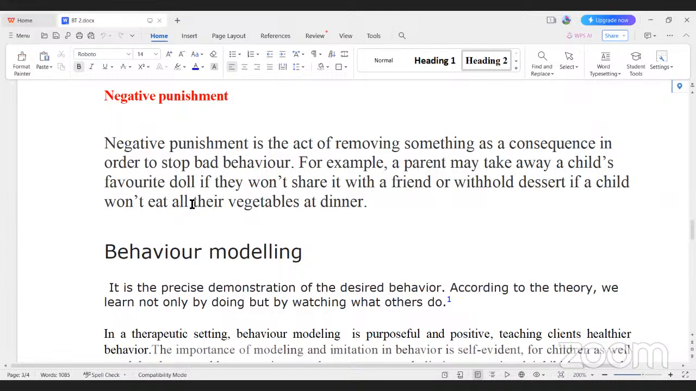reinforcement, positive reinforcement, negative reinforcement, and punishment also, positive punishment, negative punishment. These types of behavior modification techniques are used in school and in the house. Normally in our houses also, some parents are already following them without even knowing. But this is the method of reinforcement theory, explained by B.F. Skinner in operant conditioning. Any doubt?